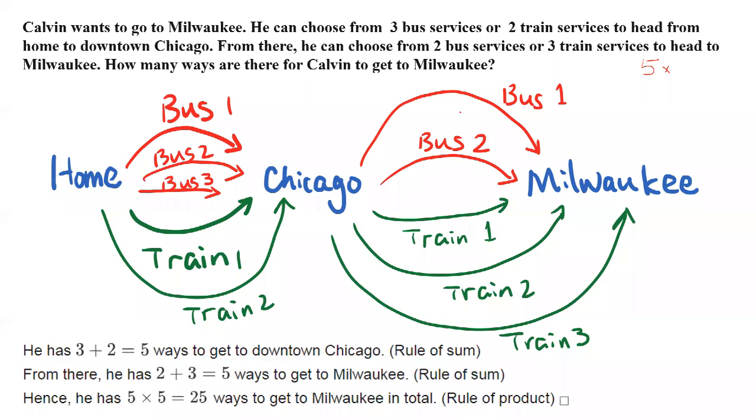So similarly, in the second step, we can choose one bus service from the 2 and choose 1 train service from the 3. So in the second step, we have another 5 different ways to finish, right? So according to rule of product, there are 5 by 5, which is 25 different ways to go from home to Milwaukee. Do you understand? Any questions?